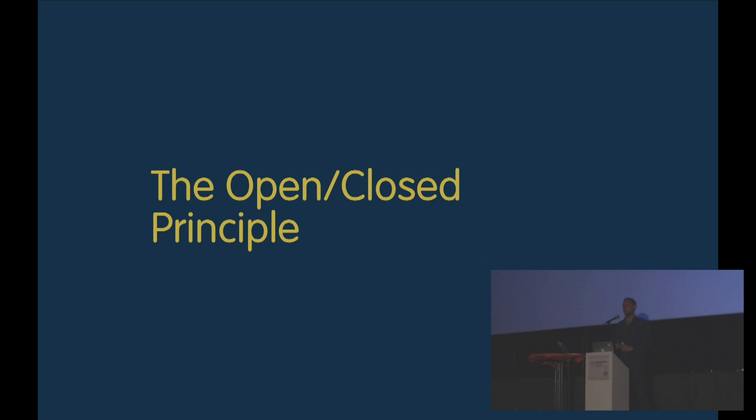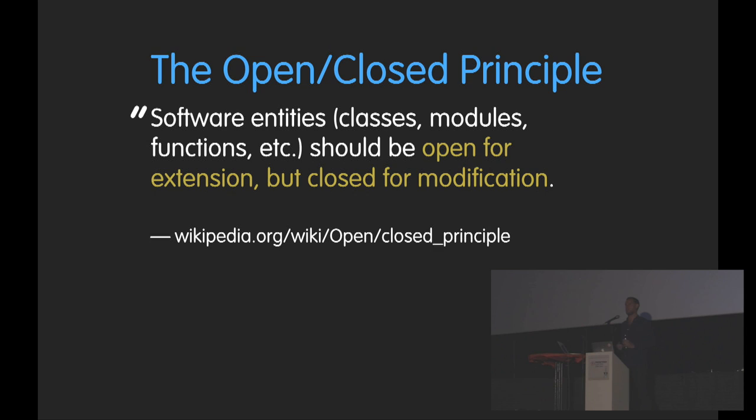The next one, the open-closed principle. Who's heard of this one? Okay, a few of us. The open-closed principle is really, really good. Unfortunately, it's really badly named because 50% of the useful information is missing from the title. The open-closed principle states that software entities should be open for extension but closed for modification. You have to memorize which way around it goes because it's not in the title.